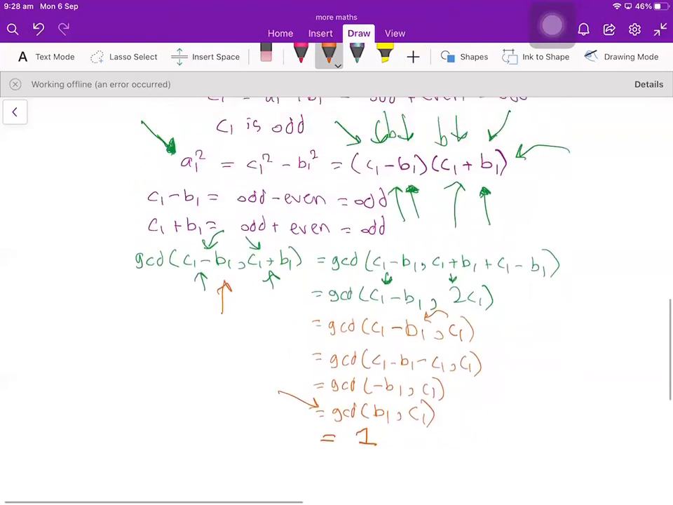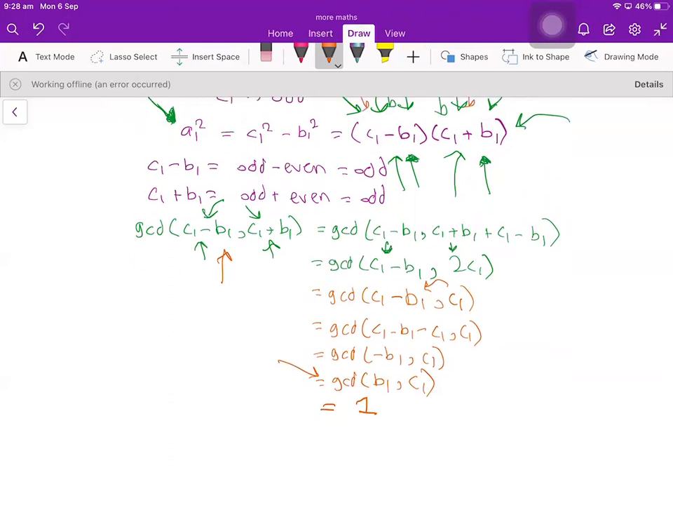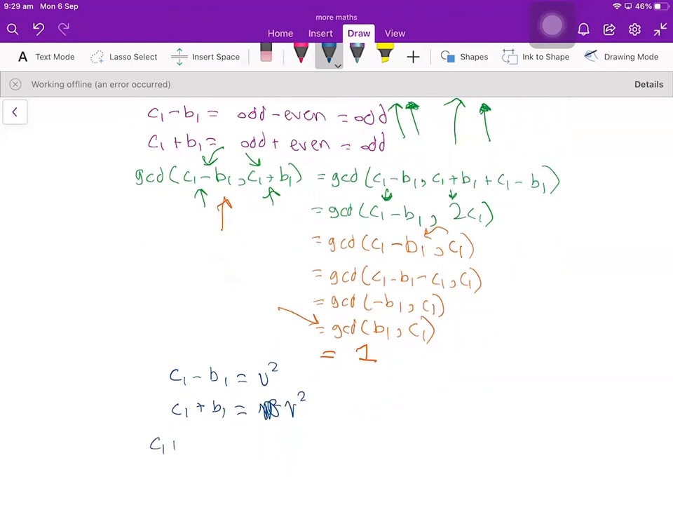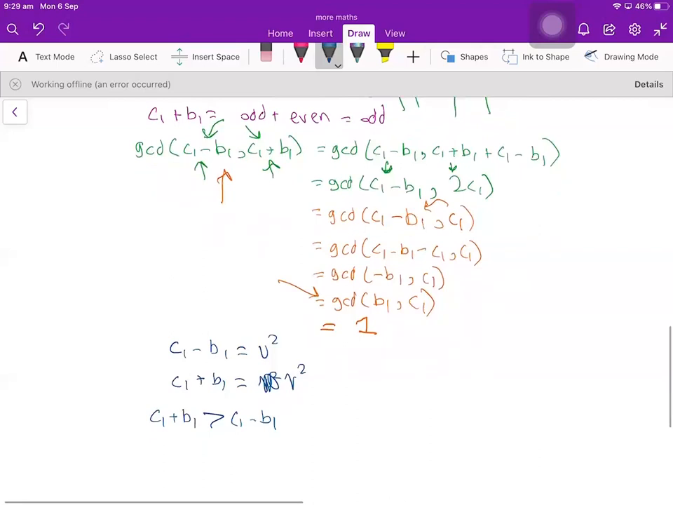This means, again, from what we've discussed earlier, since the two numbers here are co-prime, they must be both square numbers that multiply to the square number A1 squared. So now we can write C1 minus B1 is equal to u squared, and C1 plus B1 is equal to v squared. Another thing we can see is C1 plus B1 is clearly greater than C1 minus B1, which means v squared is greater than u squared.